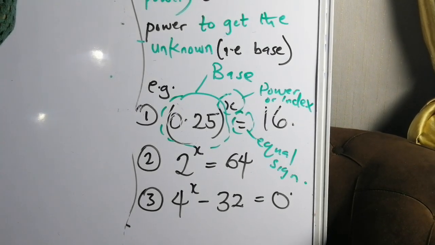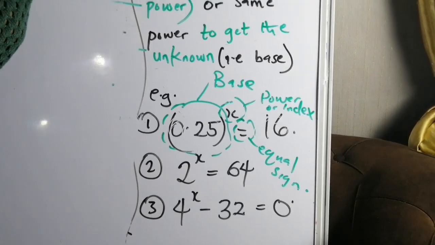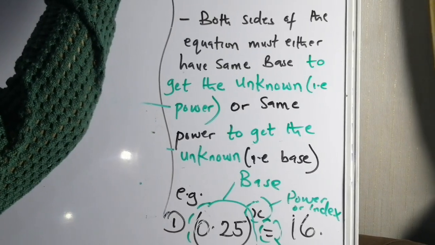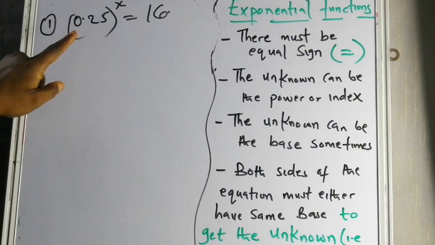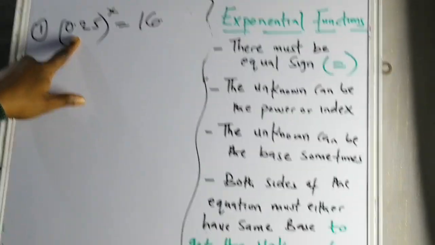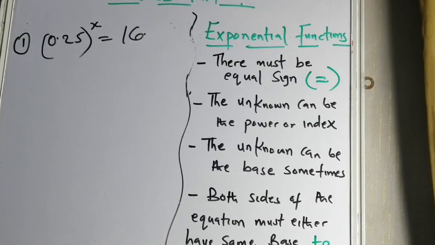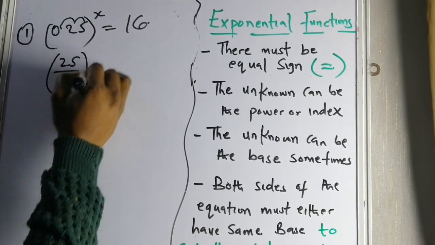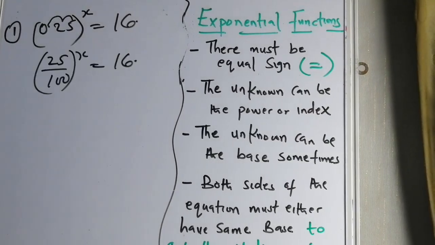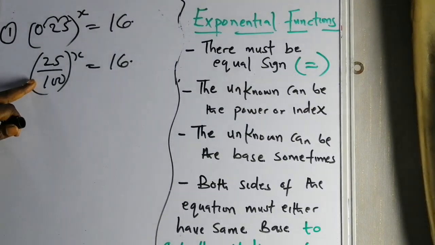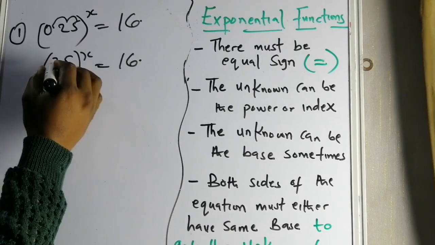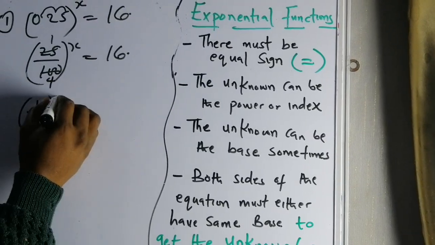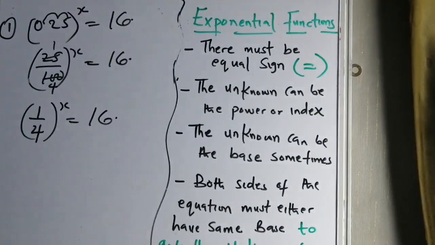So for number one here, we have 0.25 raised to power x equals 16. Now, don't forget decimal in part 4, indices part 4, decimal base. Convert it to what? Proper fraction. I moved this point 2 times. So it's the same thing as saying 25 over 100 all raised to power x equals 16. I've converted it to proper fraction. Now 25 can go here 1, 25 can go here 4. This is the same thing as saying 1 over 4 all raised to power x equals 16. It's as simple as that.